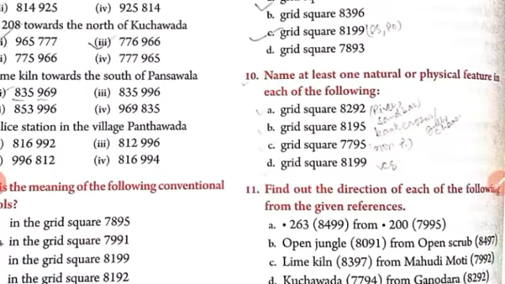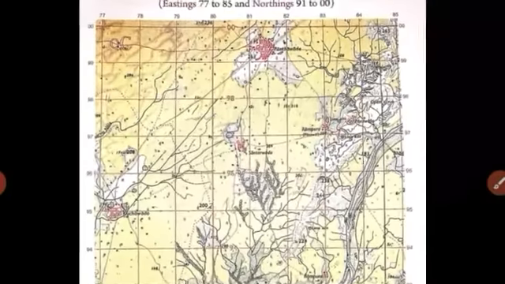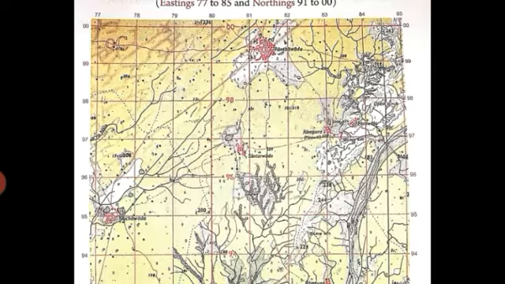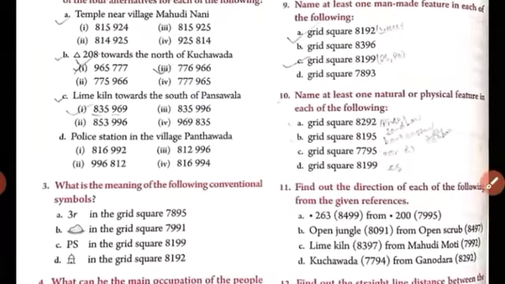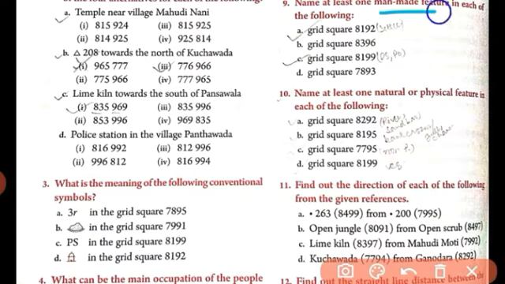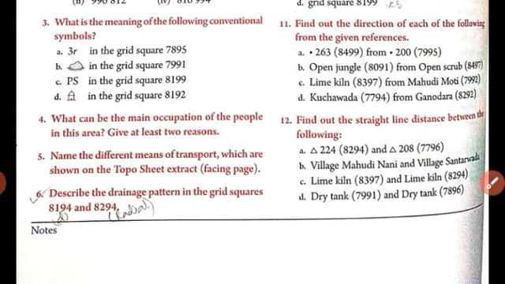Another question here, you have 7795 and 8199. This is 77 and this is 95. In this grid, you can easily say there are some non-perennial rivers. If you are asked for one natural or physical feature, in the previous question you had the man-made feature, and in this question you have the physical or natural feature. So you can say some non-perennial river is there, and vegetation is also there. These are some physical features.